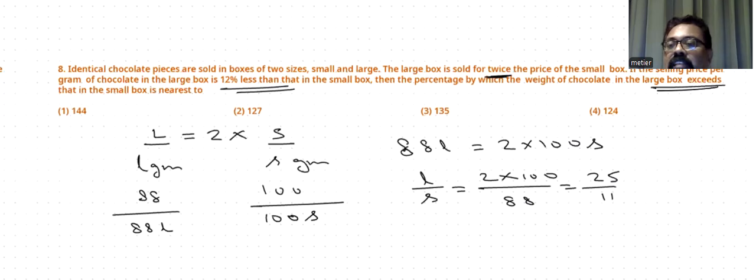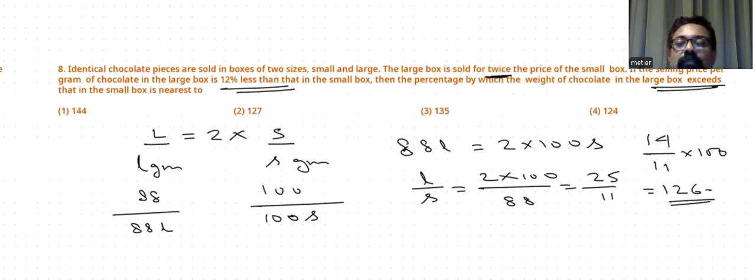So L by S is 25 by 11, and the question says the large box exceeds. So the large box is 14 more than 11. The fraction will be 14 by 11 into 100. We know that 1 by 11 is 9.09, so into 14, it will be 126 point something percent. In the options, it is 127.